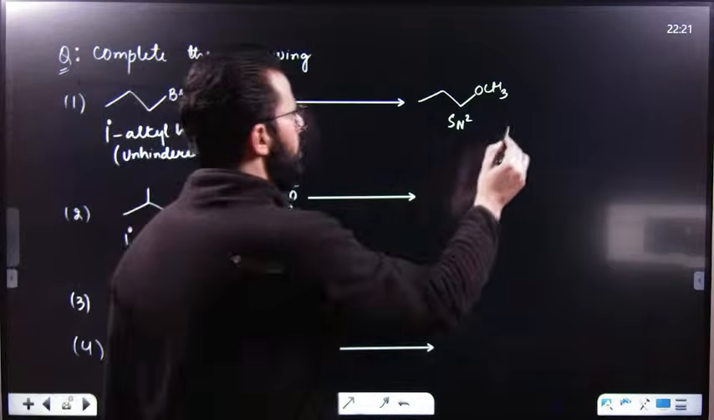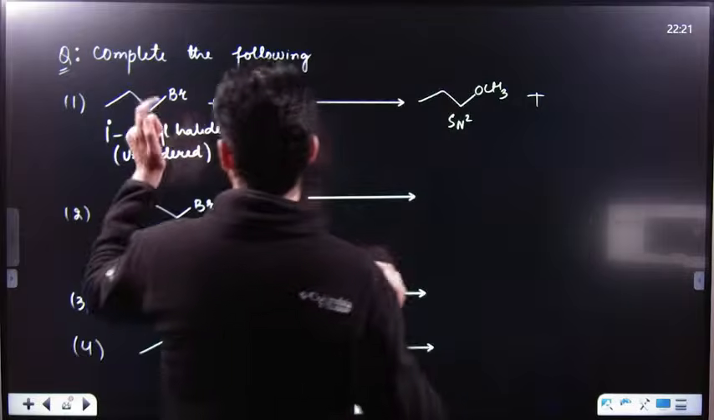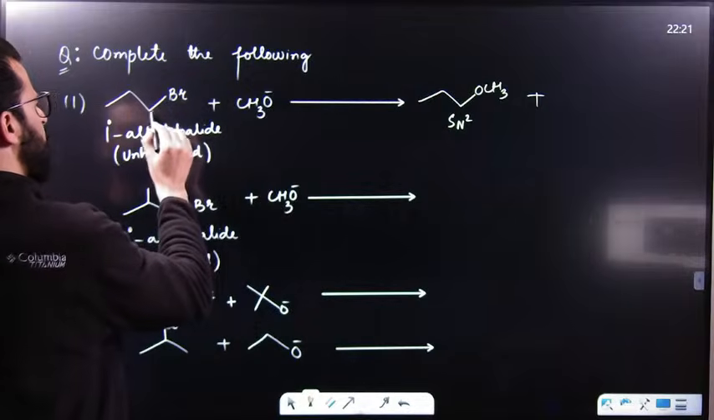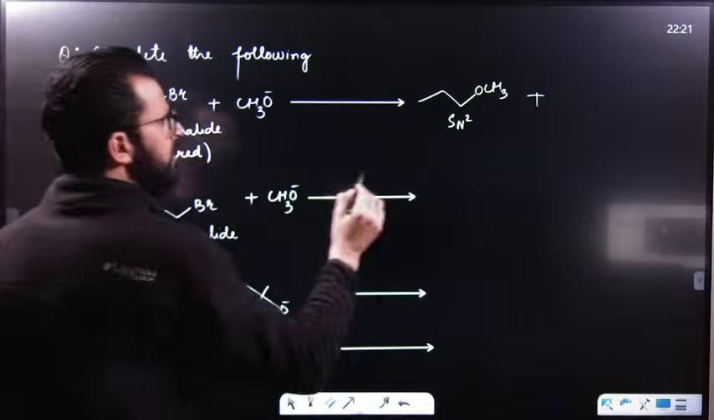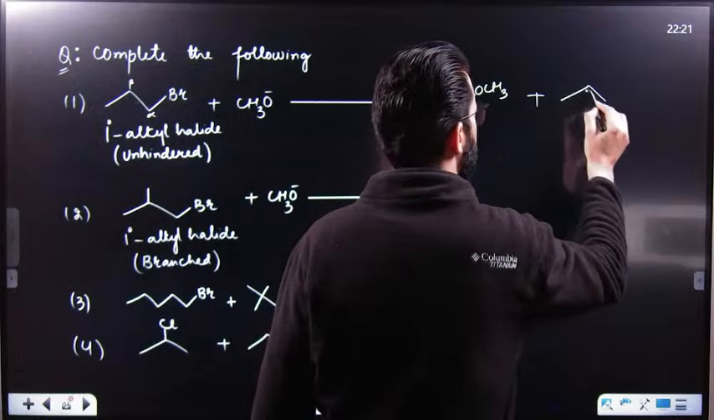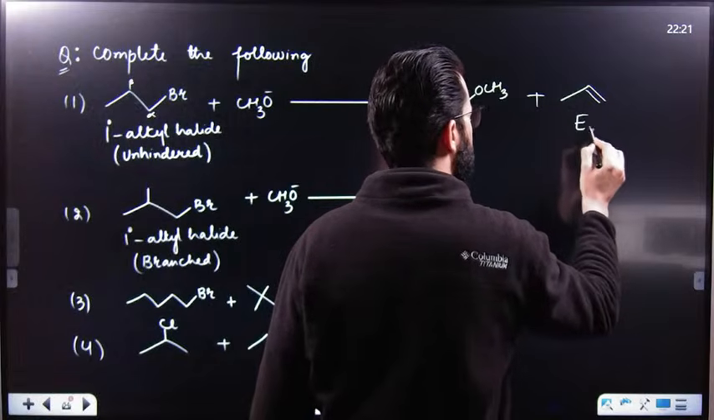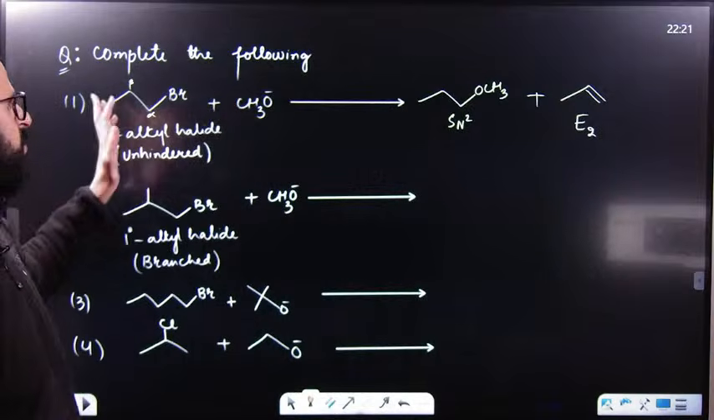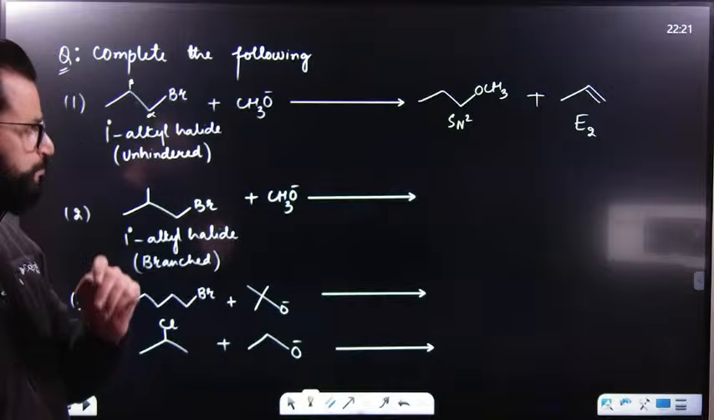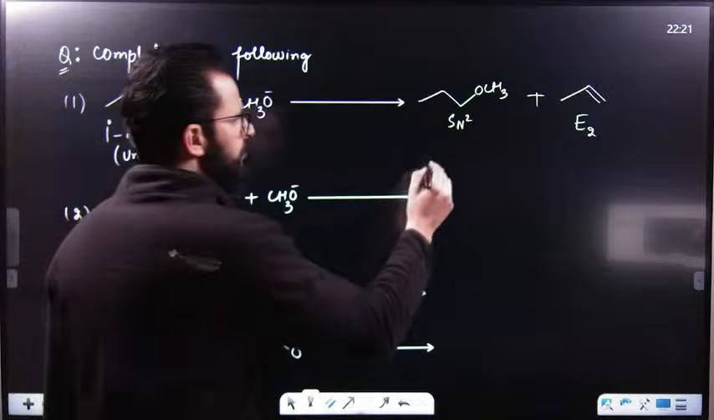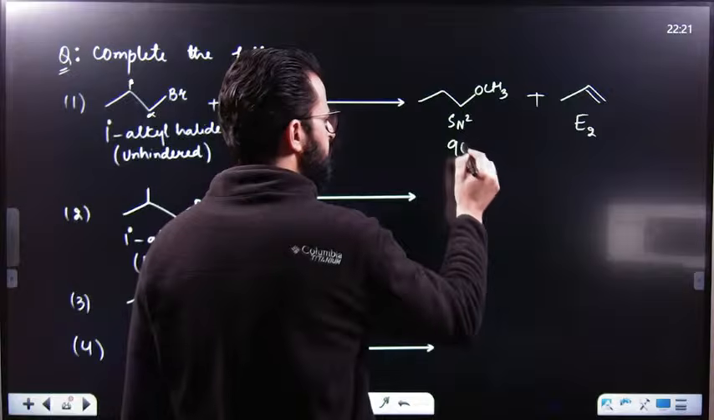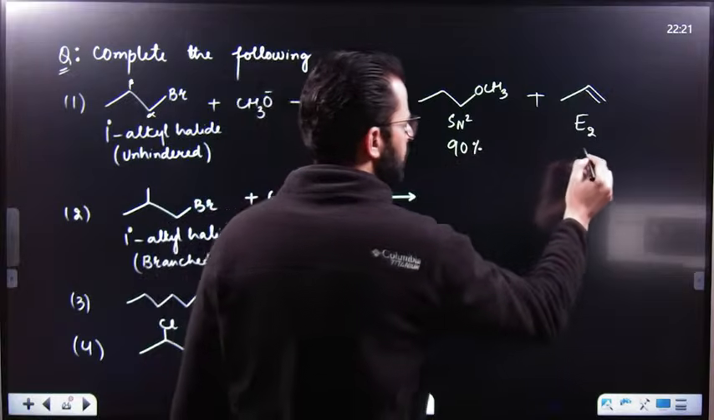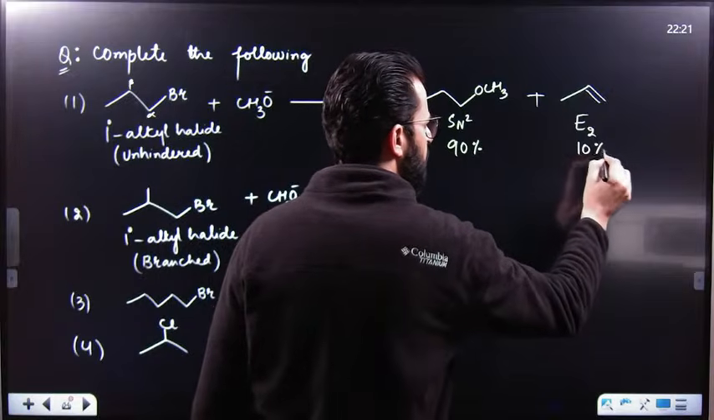After that, if it acts as a base, then it will be E2 reaction. So this is alpha, this is beta. From alpha, the leaving group will leave. From beta, hydrogen will leave. So this will be the E2 product. And the others, CH3OH and Br minus, will be the side products. Now, have a look. When you see the percentage, the SN2 product is approximately 90% formed, and the E2 product approximately 10%.